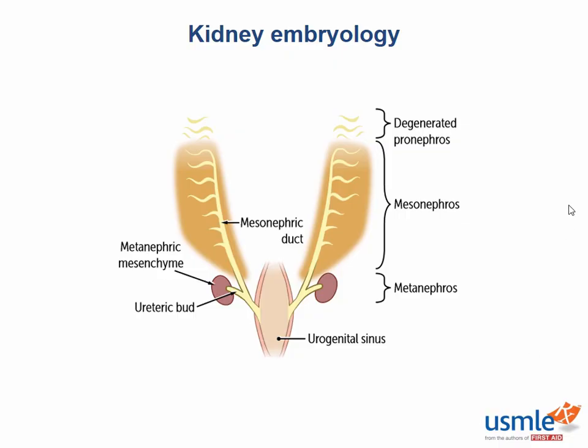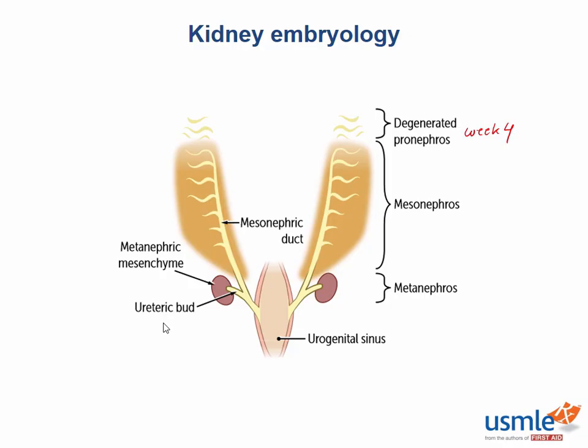Let's go ahead and run through this next image, which is found in your First Aid text. At the top, we see the degenerated pronephros. Do you happen to remember when this occurs? That's right. It occurs around week 4 of development. Further down, we see the mesonephros, which functions as a temporary kidney during the first trimester and later contributes to the formation of the male genital system. And finally, at the bottom of this image, we see the metanephros, which is formed from two different structures, the ureteric bud and the metanephric mesenchyme.